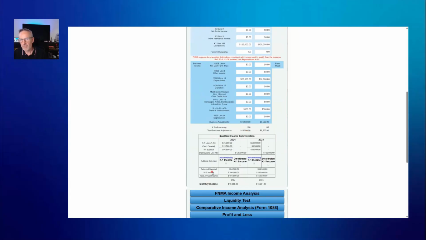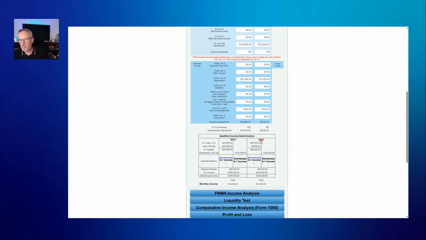So if you look at our software, the way we designed it, 2024 qualification determination. This column is, I made 75 grand on lines 1, 2, and 3. I have 19 grand of cash flow. That's 94.5. Can I use it? And our software says yes, recommend it. Well, why does it say yes? Well, we have distributions. We kind of put it over here aside just to show we have it. So therefore, we can use the 94.5, and we can always use the 100. So my income is 194,500.